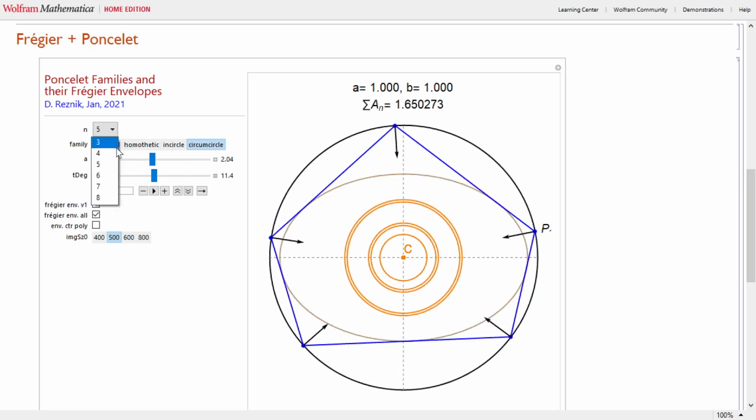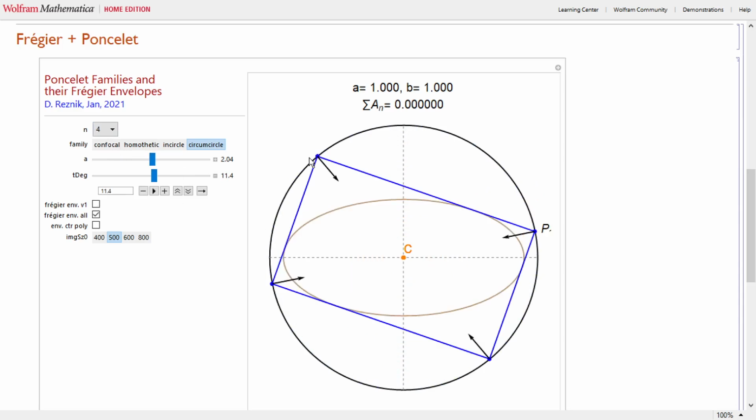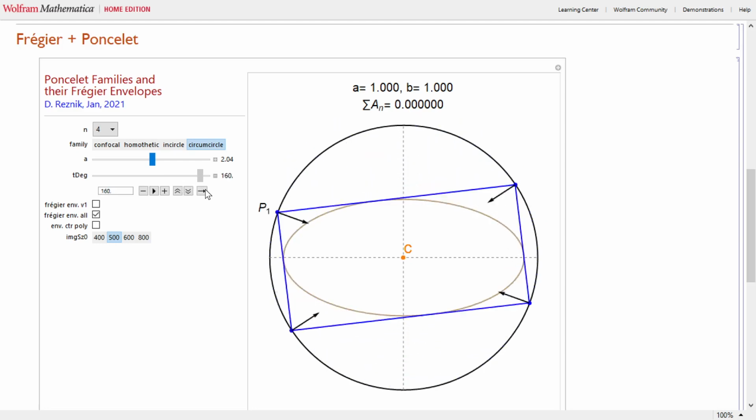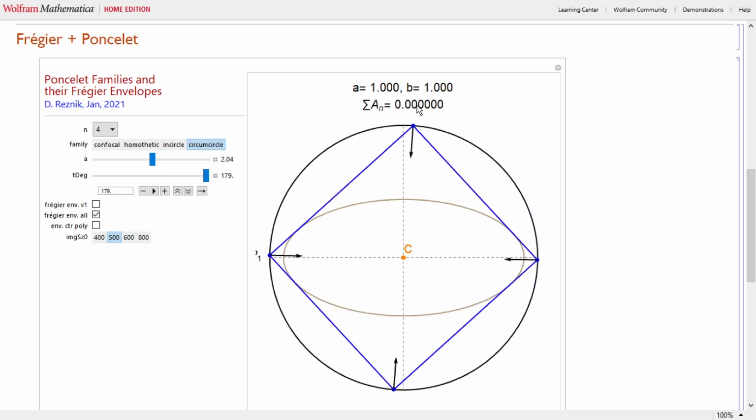So if I go, for example, to n equals 4, n equals 4 is interesting because the n equals 4 family here is a rectangle. So these four angles are 90 degrees. Therefore, my four circular envelopes are going to be points, and the sum of their areas is 0. But let's go to n equals 3.